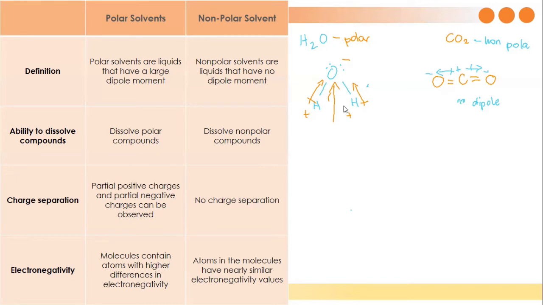Say, for example, in water, you have to remember that the electronegativity difference of a polar solvent should be greater than or equal to 0.5. Let's take a look at water. Hydrogen has an electronegativity of 2.1, while oxygen has an electronegativity of 3.5. We just need to subtract both of them, so we will be getting 1.4, and 1.4 is greater than 0.5, indicating that water is a polar solvent.